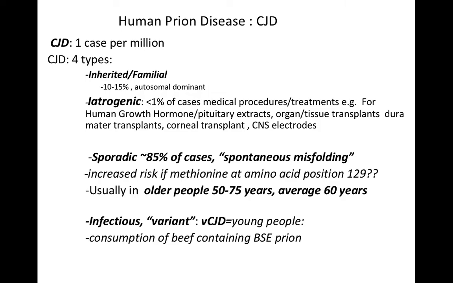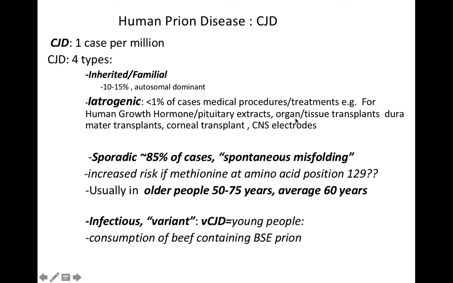And again, of the 1 case in a million, they think less than 1% of those cases are iatrogenic, again, caused by some medical procedure or treatment. In the old days when I was growing up, if kids weren't growing well, they would take pituitary extracts from people who had died, which would contain human growth hormone, and inject that into kids to try to get them to grow. And sadly, that was one way that prions could be transmitted from a person that had died of Creutzfeldt-Jakob disease, right? The misfolded prions are in the pituitary extract and injected into kids.